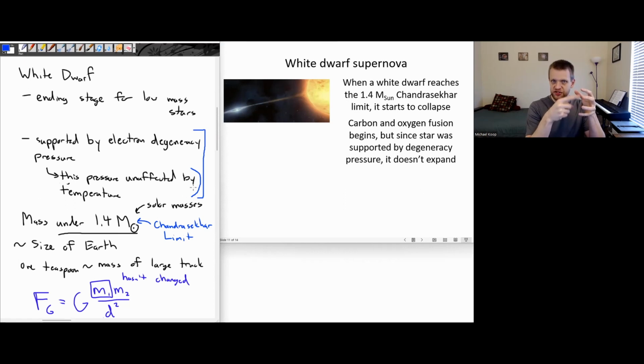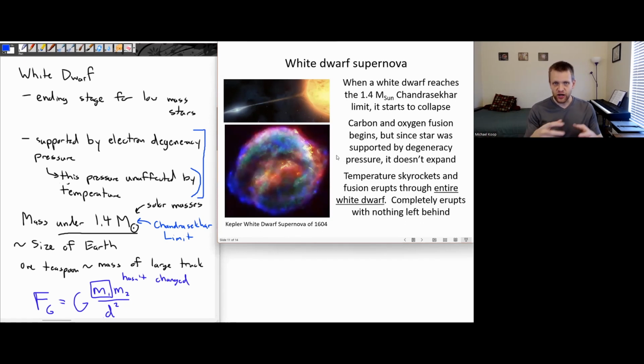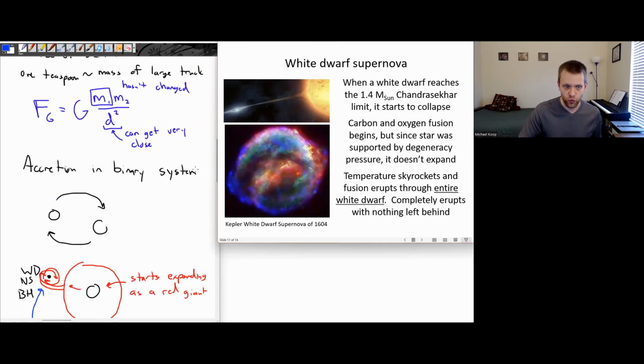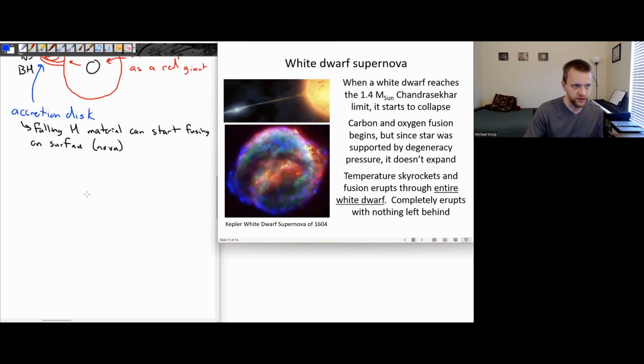So that increase in temperature is going to cause an increase in the fusion rate. That increased fusion rate is still not going to allow the star to expand. And we get this runaway reaction. Inside of this star, the temperature skyrockets, and we get what's called a white dwarf supernova. So let me write this one down. The white dwarf supernova.